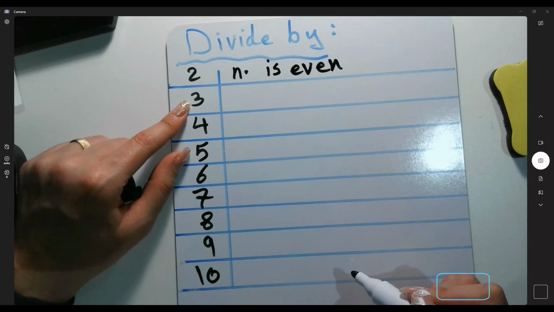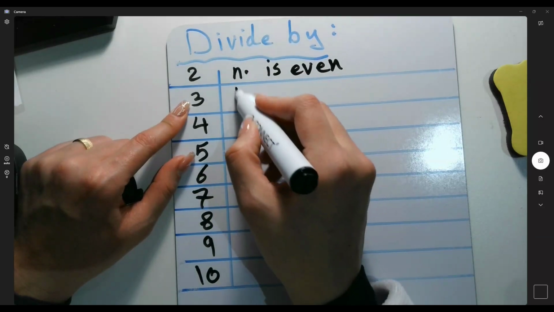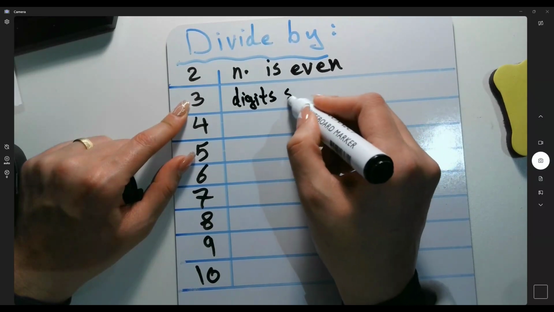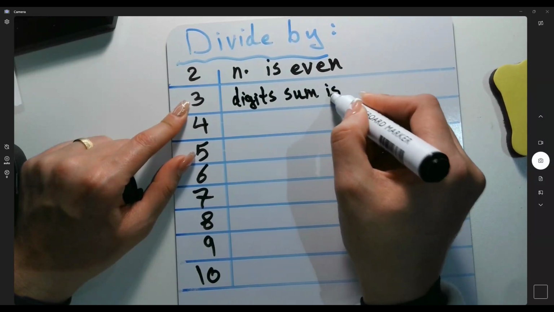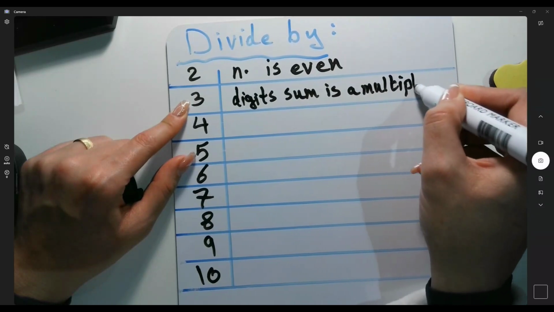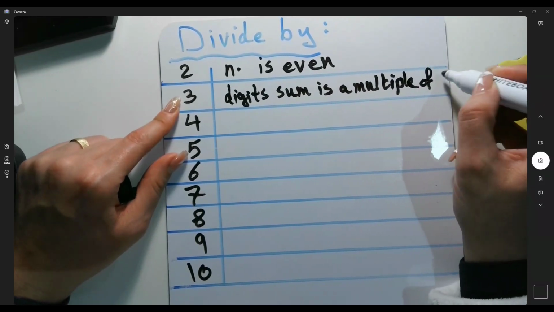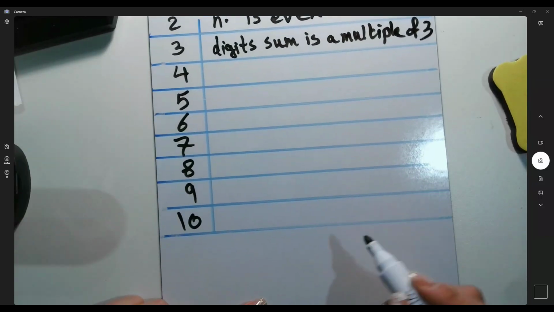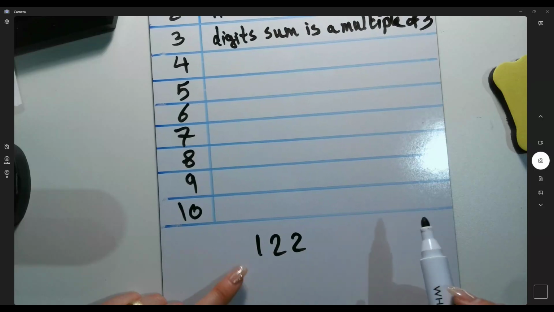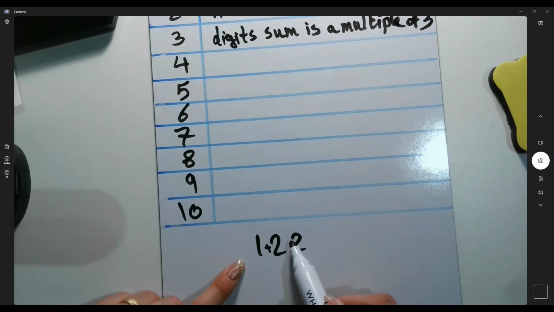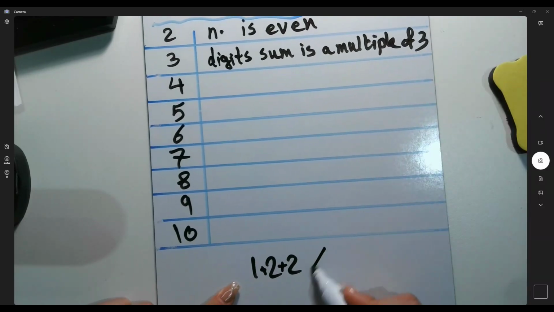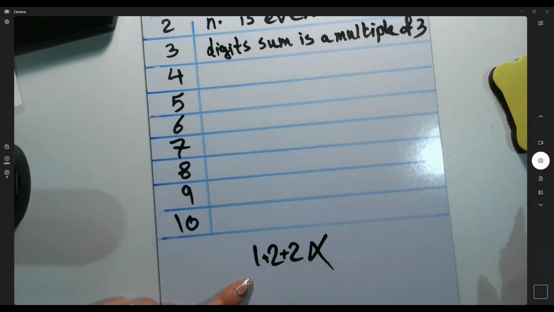Okay? When can we divide by 3? The digits sum is a multiple of 3. What does that mean? So if I said 122, is it divisible by 3? Let's see. 1 plus 2 is 3, plus 2 is 5. 5 is not in the 3 time table, so we cannot divide this number by 3.